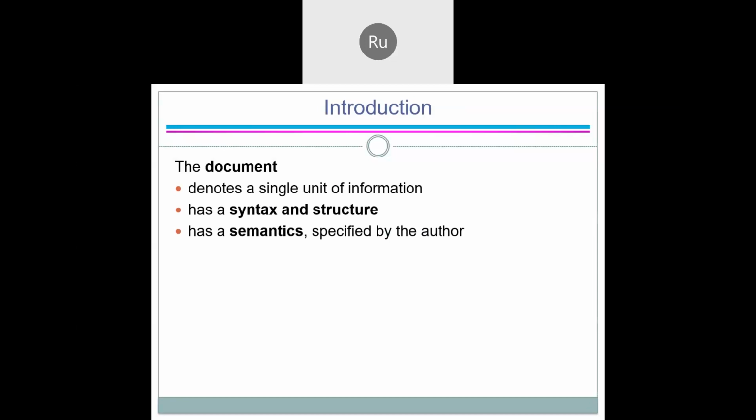We also have semantics, referring to the meaning or the content that we have in the document. This is important because if you want to cluster or classify a document, we need to know the content of your document. So it refers to the semantic, meaning, or concept that we can extract from every document that we have.